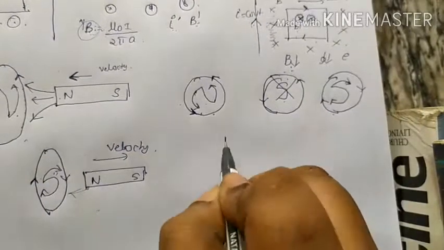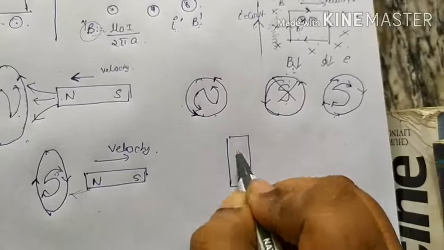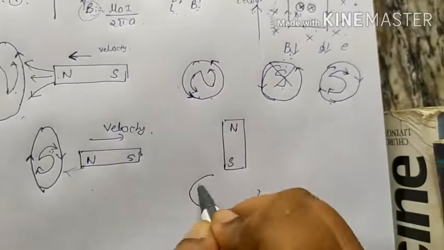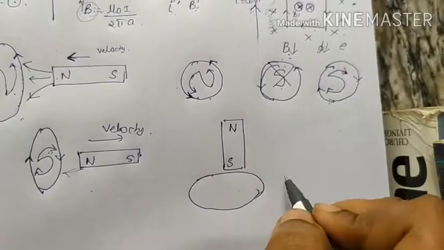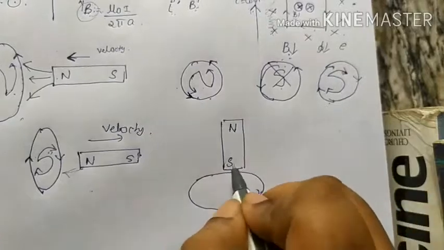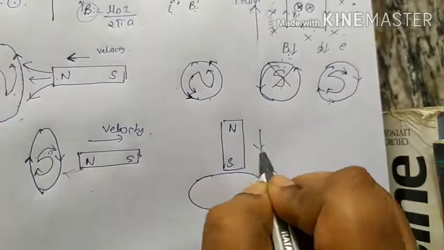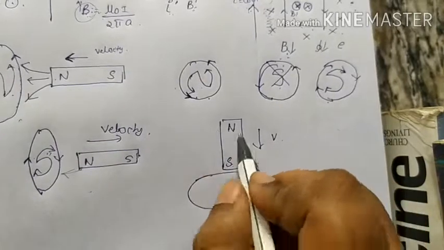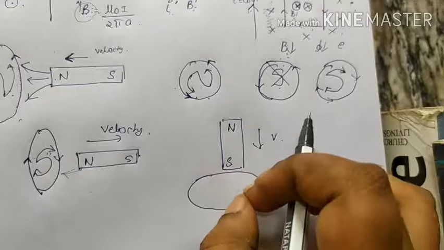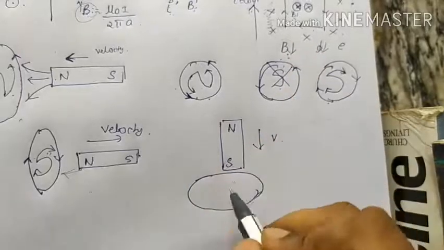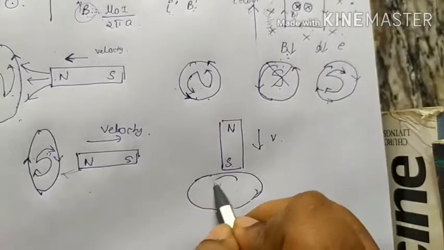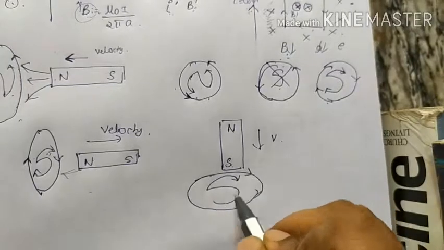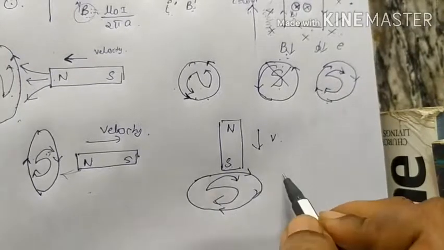Top bottom, right? Say suppose this is my magnet, this is north and this is south. Say the coil has been placed in downward direction. So suppose this magnet is moving downwards with a velocity v, you want this magnet to be what? Repelled, right? Repelled means this coil should be acting as south magnet or south polarity. That means the current's direction should be in this direction.